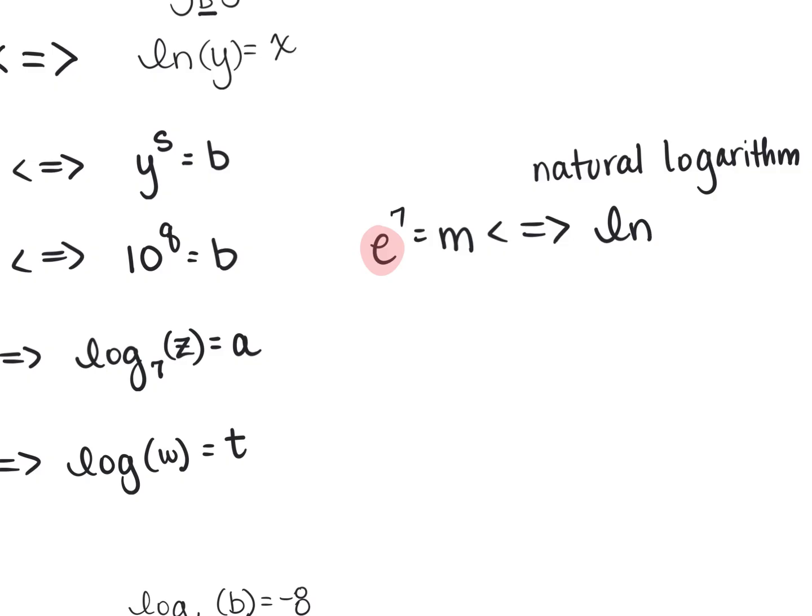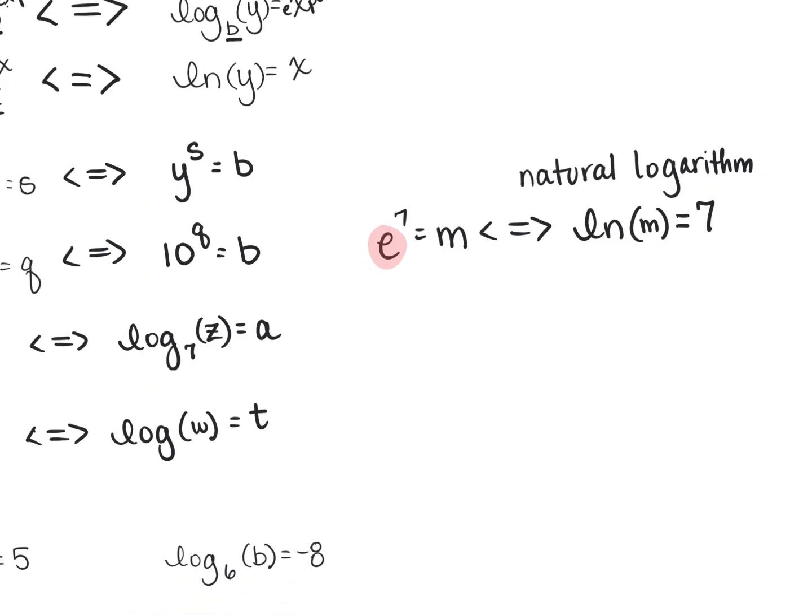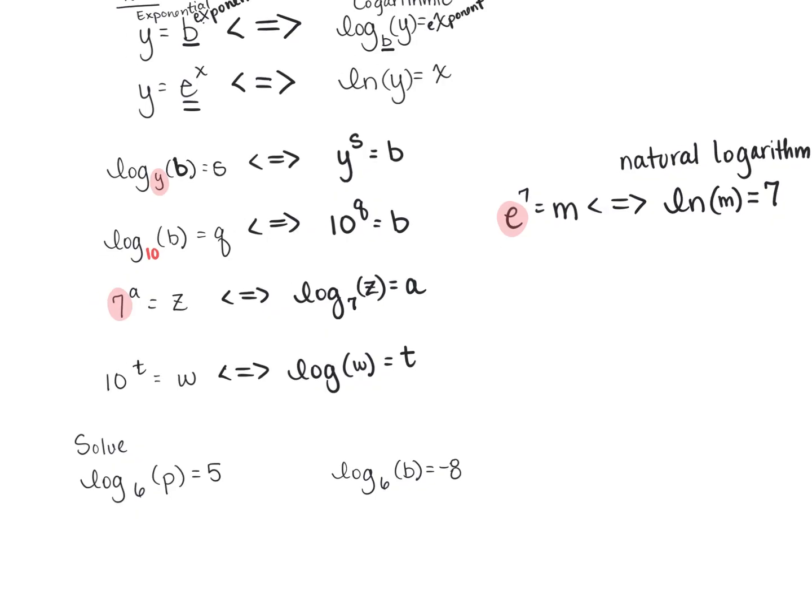ln stands for natural logarithm. So that baby base of e is there, but we do not write it. Anytime you see ln, your base is an e. All right, so our exponent is always furthest away, and then we are taking the natural log of m is equal to 7. So going back and forth with these is something that you need to get very comfortable with.